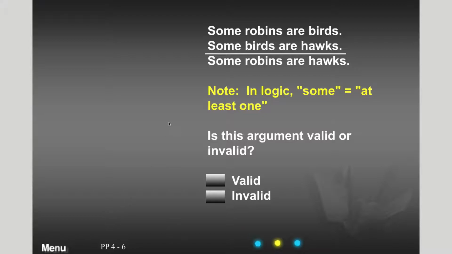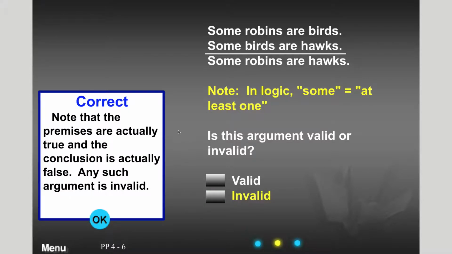So let's go here. Some robins are birds, some birds are hawks, some robins are hawks. Okay, so note in logic, we're going to get to this later at some more depth, but here some means at least one, right? So is at least one robin a bird? This is saying if at least one robin is a bird, and if at least one bird is a hawk, does this mean at least one robin is a hawk? No, this does not necessarily follow. Right? The premises are actually true, but the conclusion is actually false. Any such argument is invalid.